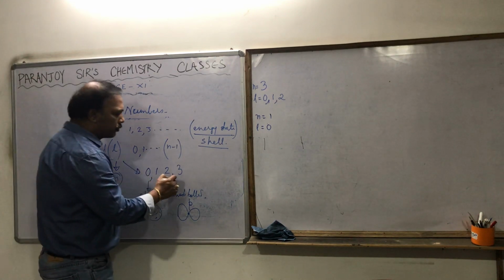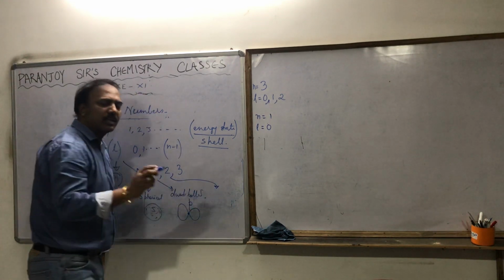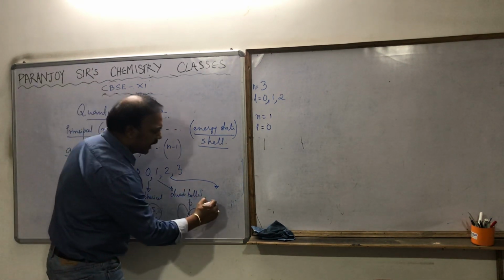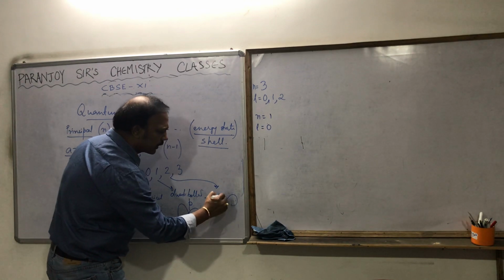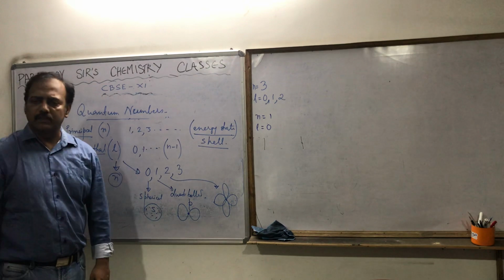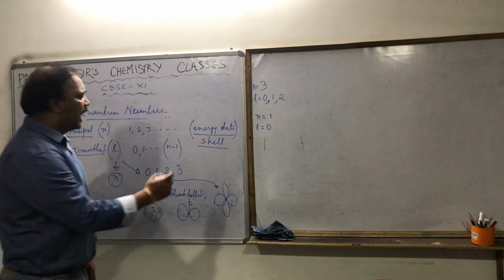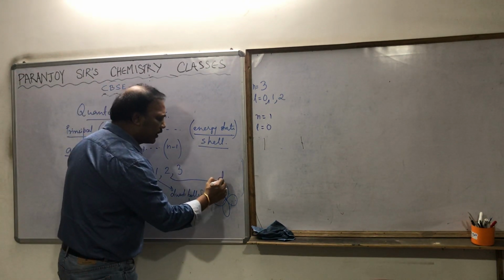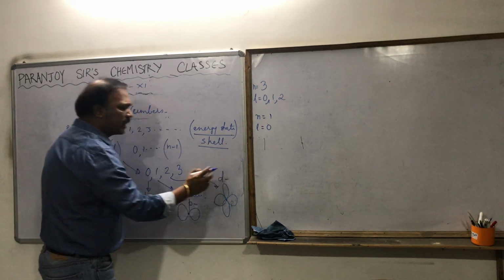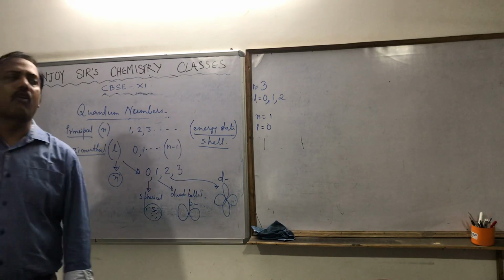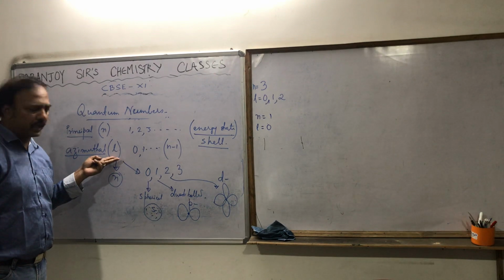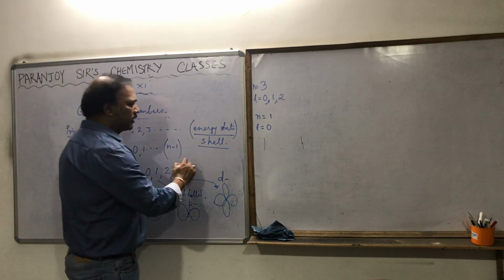If it is 2, the shape is double dumbbell. Two dumbbells are there, like this. That is double dumbbell, and that particular orbit is called D orbit. So first one is S, then P, then D. Who is determining that? It is all determined by the value of L. And the last one is 3.